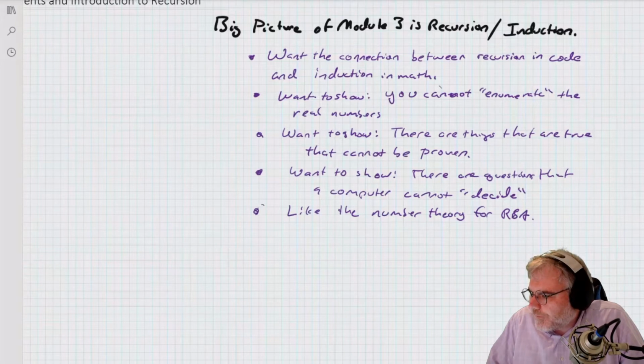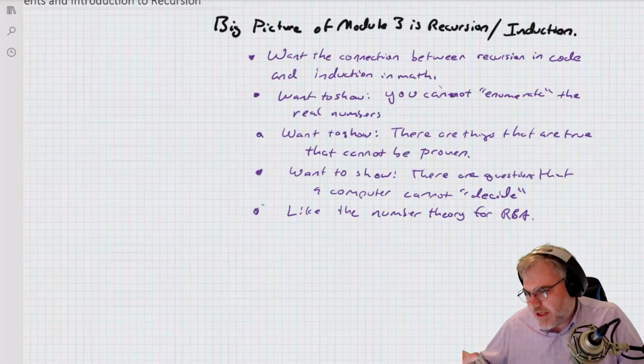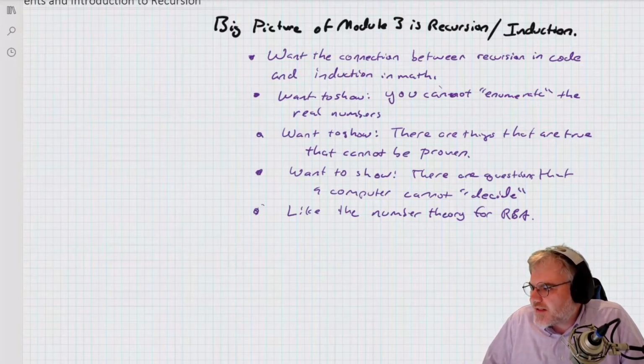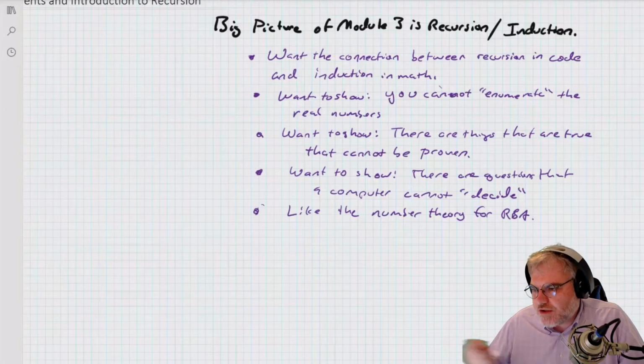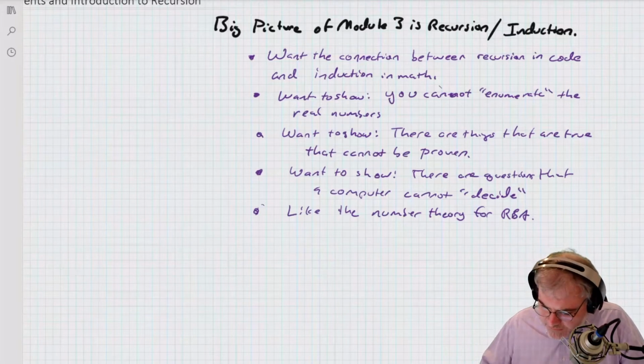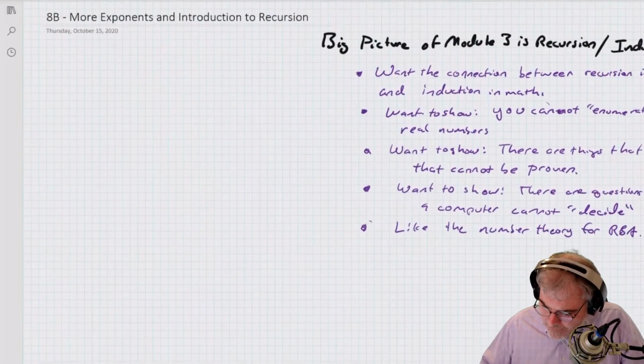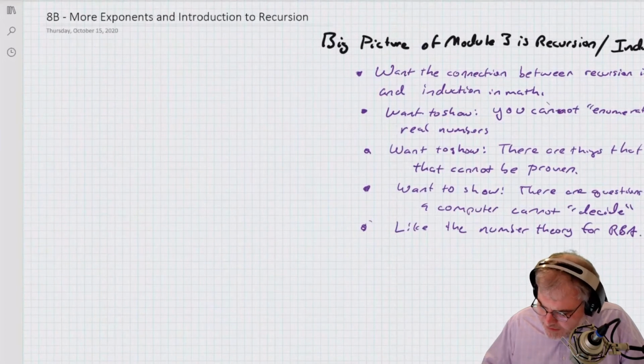Okay, so let's start with some exponent tricks. And then we're going to set up the recursion to do the extended Euclidean algorithm. RSA is the security thing where you share certificates and stuff like that. So that's the big picture about what's going on. Let's do some exponent tricks first.